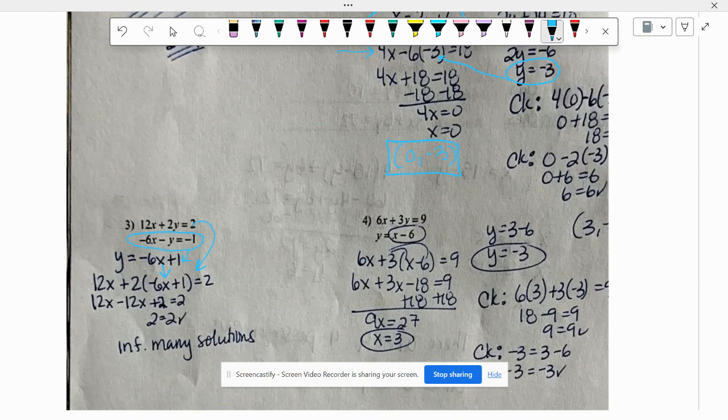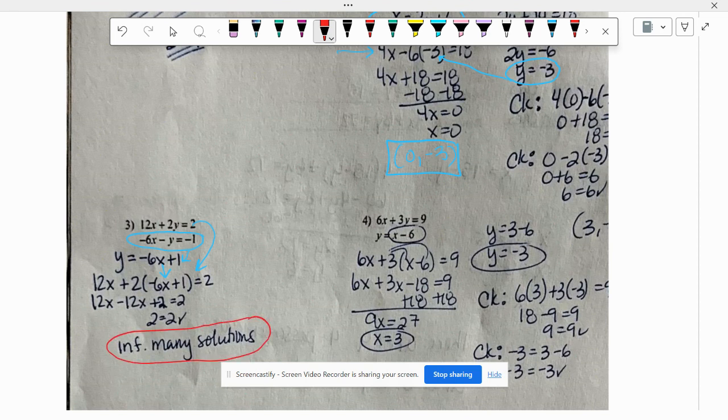And I want you to think back to when you learned about solving equations. We had instances like this where every variable term would cancel out and you would just have a true statement, one number equals the same number. And when you had that, you ended up with infinitely many solutions.